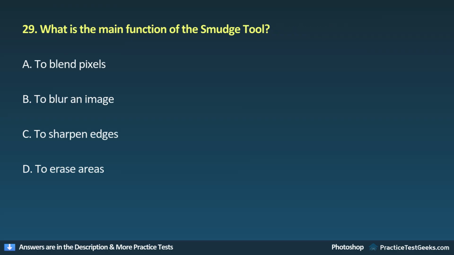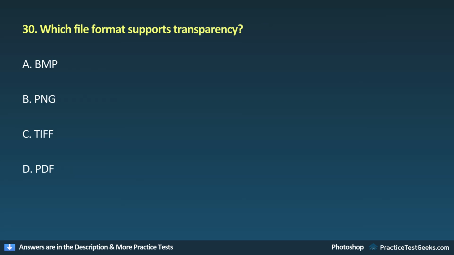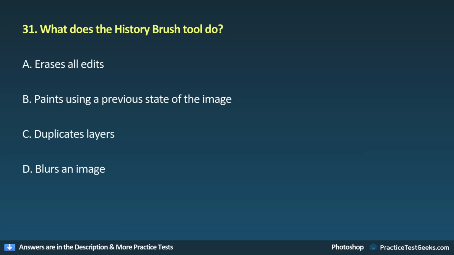29. What is the main function of the smudge tool? A. To blend pixels. B. To blur an image. C. To sharpen edges. D. To erase areas. 30. Which file format supports transparency? A. BMP. B. PNG. C. TIFF. D. PDF.